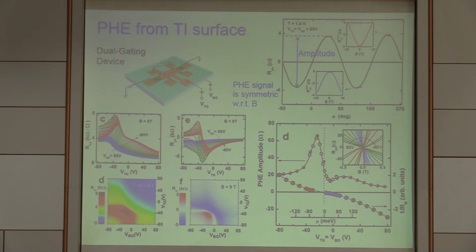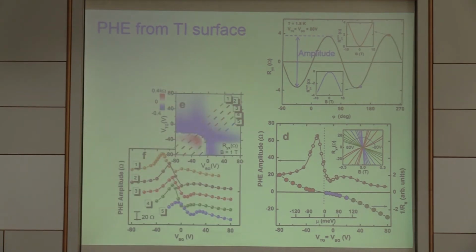This was rather puzzling to us, and we tried to scan the gate voltage along various paths in this bottom gate voltage versus top gate voltage 2D plane. And we found that this double peak structure is always there, and it tracks the position of the Dirac point. So this double peak structure is always associated with the Dirac point. So we wanted to understand this.